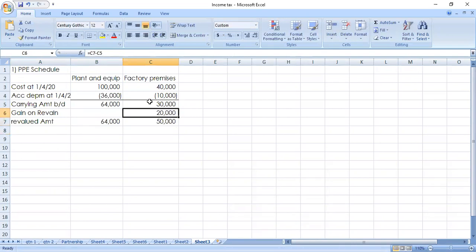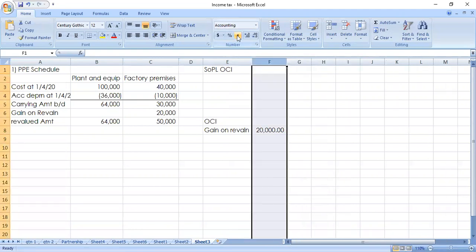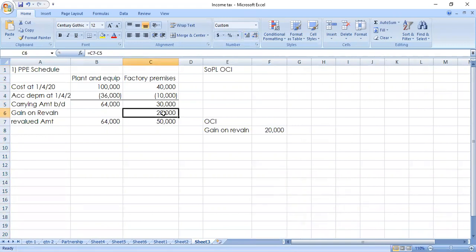We said whenever you have a gain, you must take it where it belongs. Ideally it goes to the statement of profit or loss. Let me put it here this time: statement of profit or loss and other comprehensive income. Allow me to use the shortcuts just to be fast. Then you have the OCI. So we have a gain on revaluation of 20,000. By doing that, you have done the double entry. That was debited here, that's why your asset is increasing to 50, and it is credited here under the OCI.